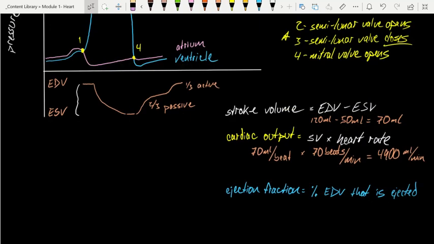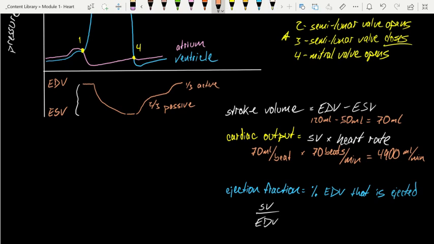And let's talk for just a second about ejection fraction. This is simply defined as the percent of the end diastolic volume that's actually ejected. Like we said, we recognize that not all of it is being ejected. There's going to be some left over. And this is actually a fairly easy calculation. This is simply going to be stroke volume divided by my end diastolic volume to give me a percentage.